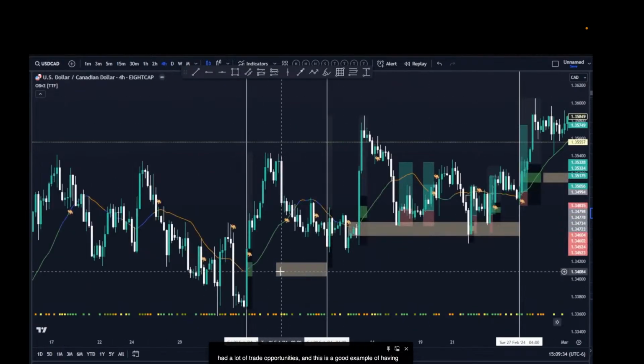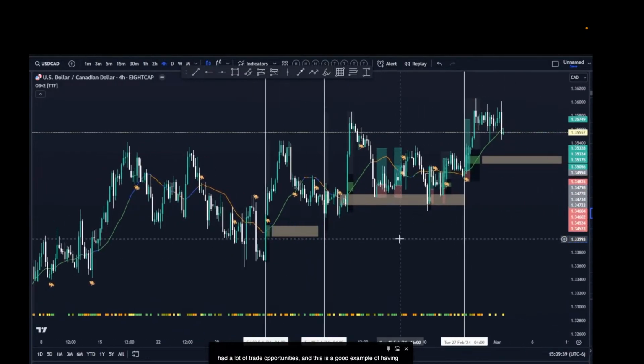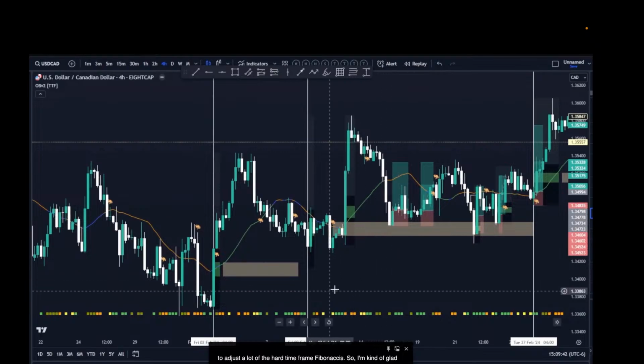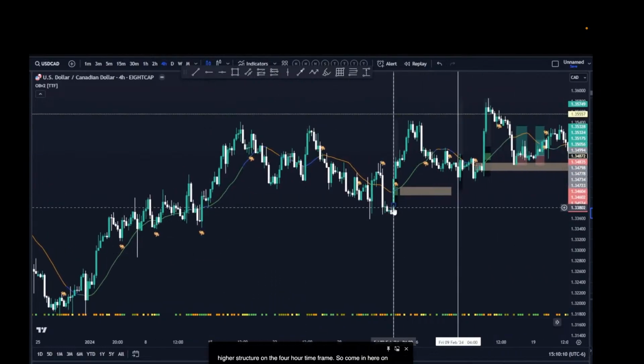Now looking at UC had a lot of trade opportunities, and this is a good example of having to adjust a lot of the higher time frame Fibonaccis. So I'm kind of glad UC has been basically doing this. It's been forming higher and higher structure on the 4-hour time frame. So coming here on about February 2nd, 2024, we had a new higher high that barely broke this last one.